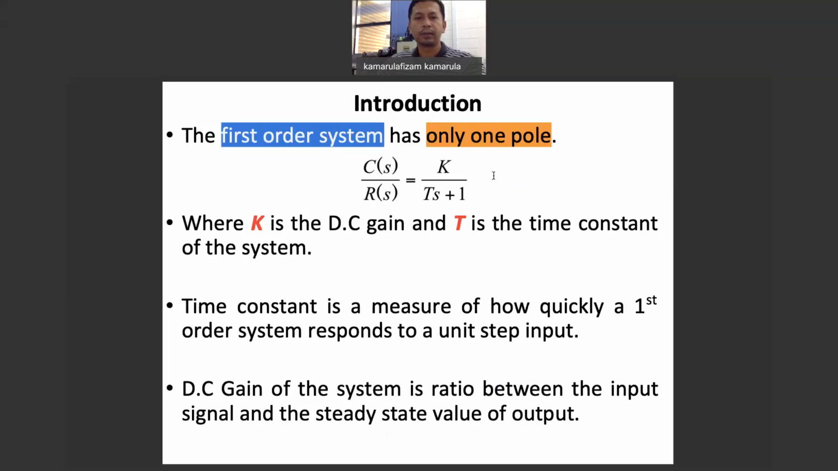Okay, the DC gain of the system is the ratio between the input signal and the steady state output value. So DC gain works on the amplitude, and basically it's a ratio between input and output of the system because it is just a constant.